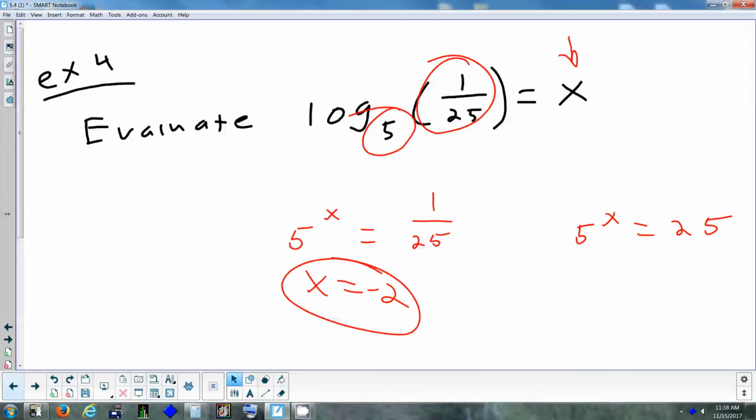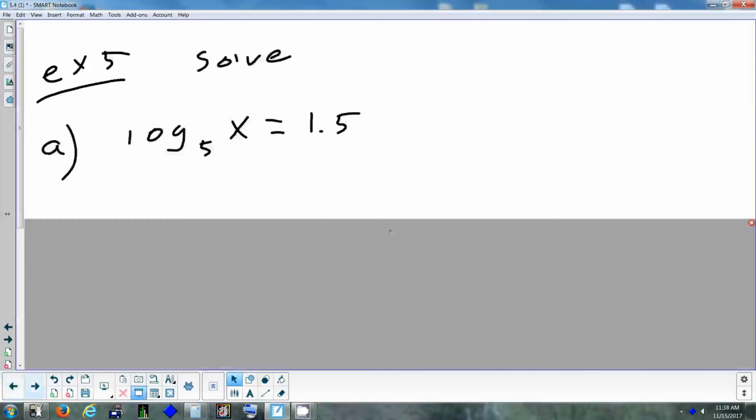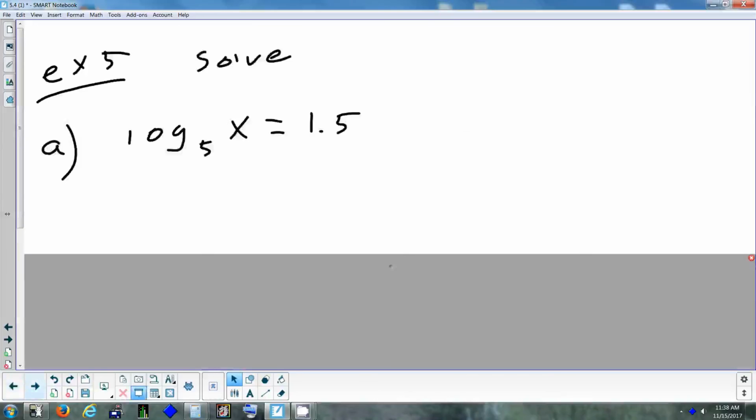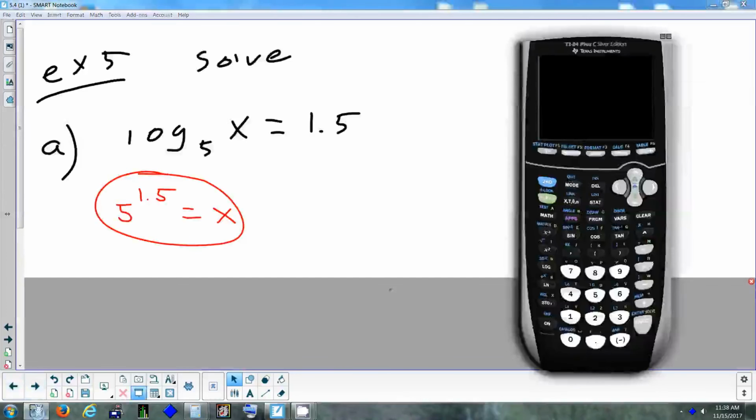All right, so the last problem we solved, the variable was on the right by itself. Let's try putting the variable in a different spot. Okay, now the variable is the argument. Anyone think they could tell me how to rewrite that whole thing? It'd be 5 to the 1.5 power equals x. Yeah, that's it. 5 to the 1.5 equals x.